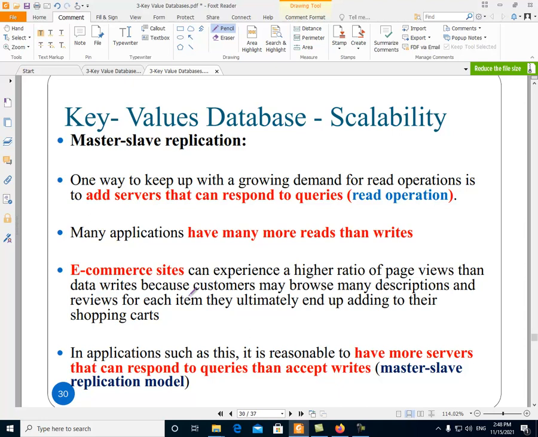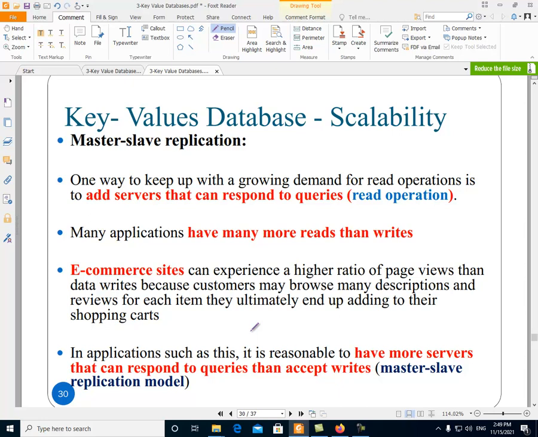Okay, and as we said before, in most applications, the number of read operations is much more than the write operations. The read operation is much more than the write operation. When people want to buy something in online stores, they do a lot of searching. All of these searches are read operations, and then they buy something.